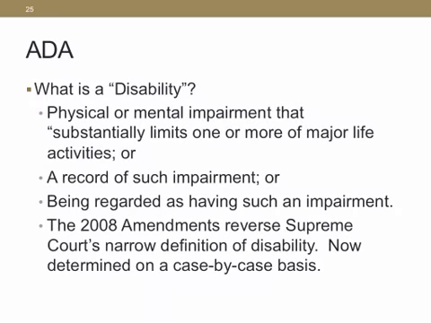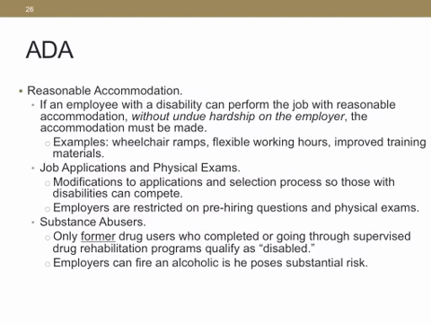A disability under the Act is a physical or mental impairment that substantially limits one or more major life functions or activities, or a record of that impairment, or being regarded as having such an impairment. The 2008 amendments reverse the Supreme Court's narrow definition of disability, and now it's determined on a case-by-case basis. Reasonable accommodations might be a wheelchair ramp, flexible working hours, training materials. Remember that while there's a requirement for reasonable accommodation, it has to be without undue hardship on the employer. This could include job applications, physical exams, substance abuse even.